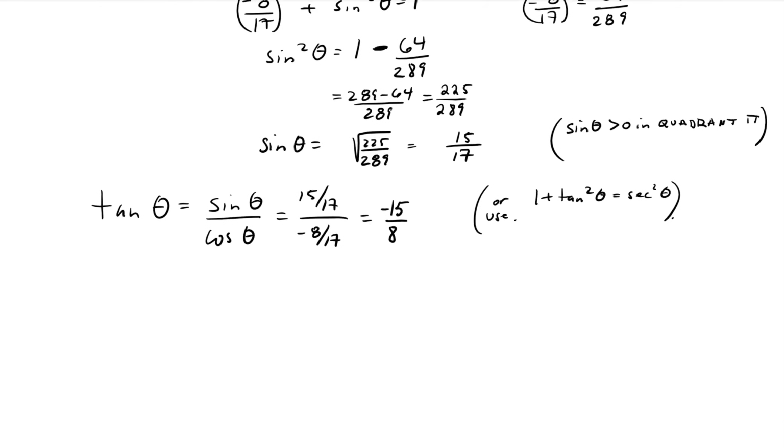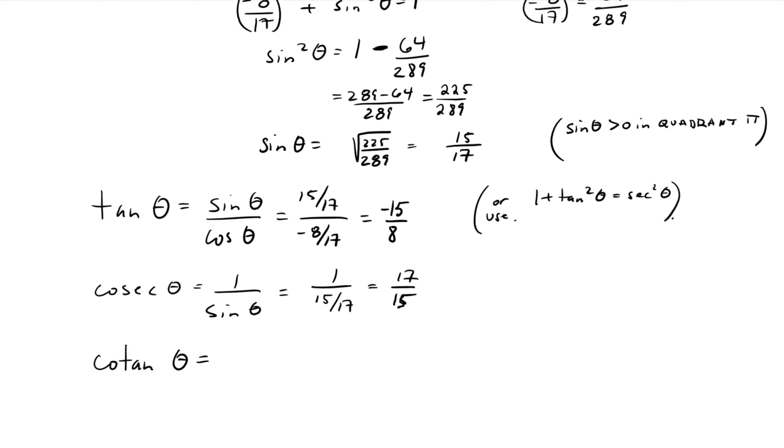After that, with secant we have it already. Cosecant is 1 over sine. Now sine is, what is it again? 15 over 17. So you flip that around, you get 17 over 15. Okay, and what are we missing? We're missing cotangent, which is 1 over tangent. So you just flip tangent around, so minus 8 over 15.